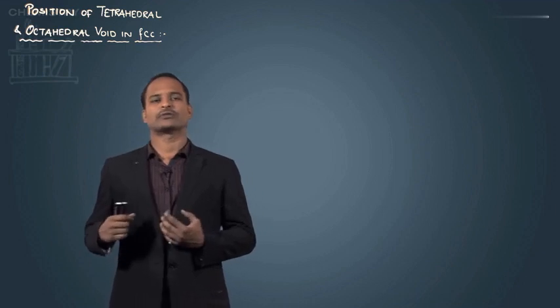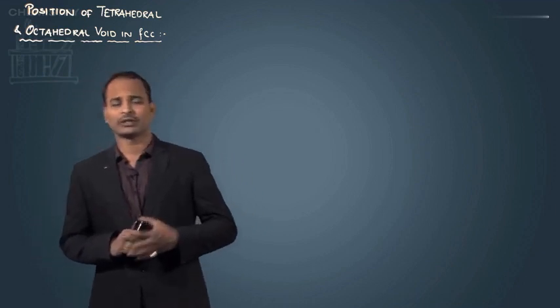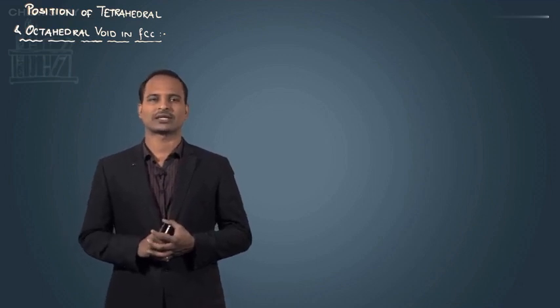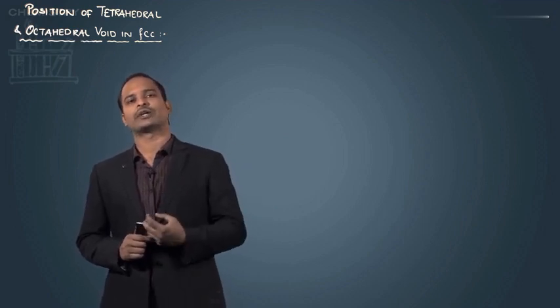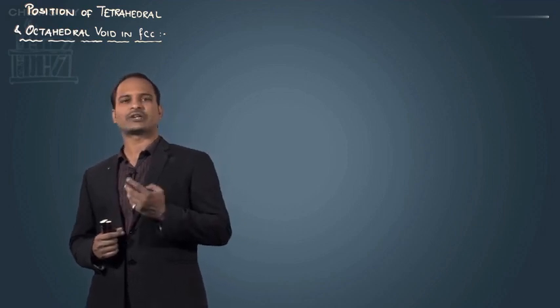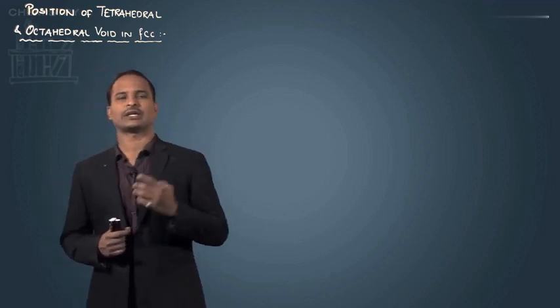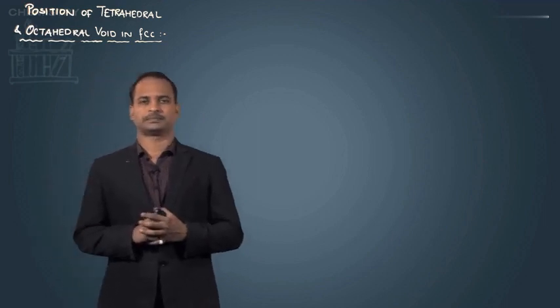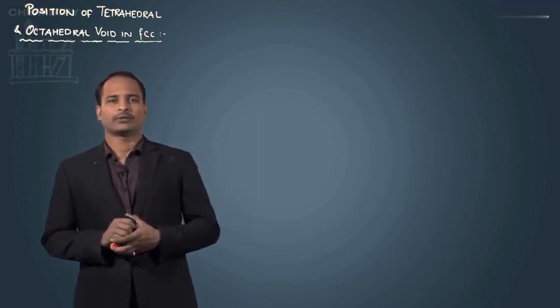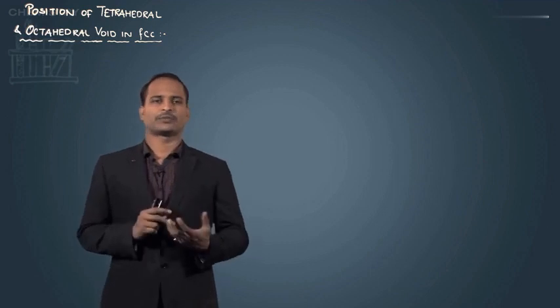And in the ABC type packing, we have two types of void, called tetrahedral and octahedral void. So while drawing the FCC unit cell, where those tetrahedral void and octahedral void come, we have to learn about this: the position of tetrahedral void and octahedral void in a FCC unit cell. Now, let's see the positions.